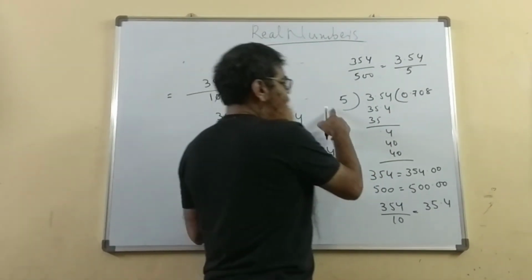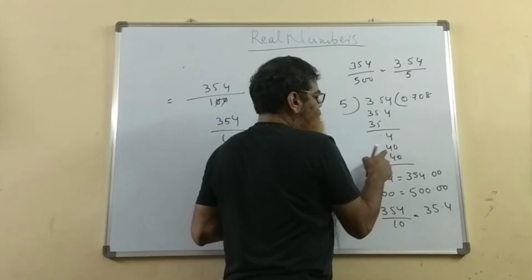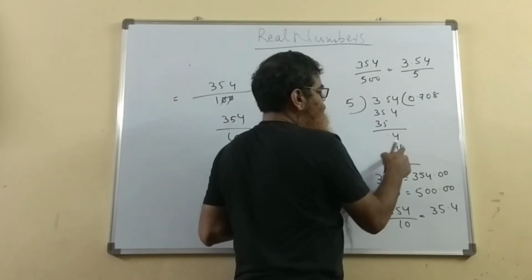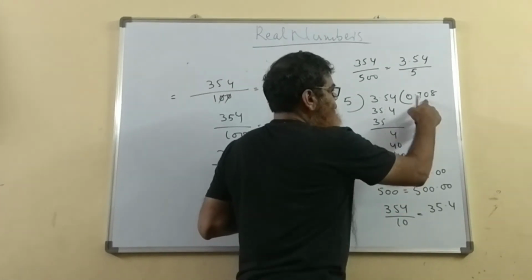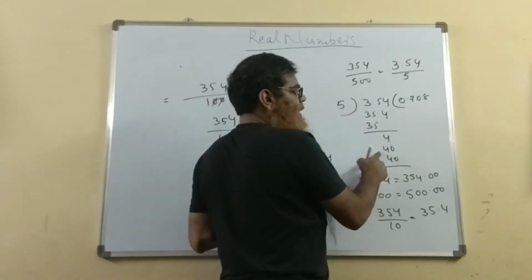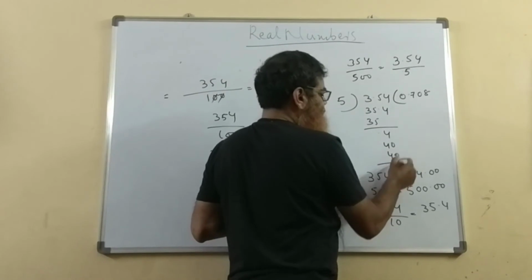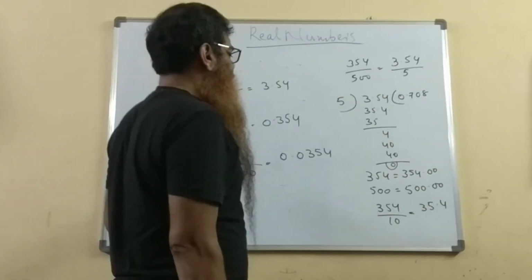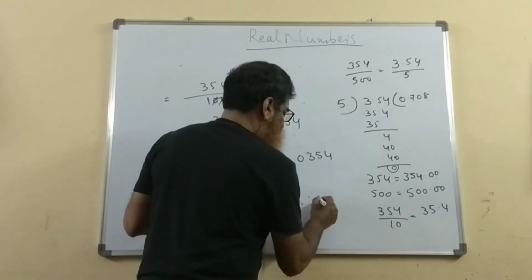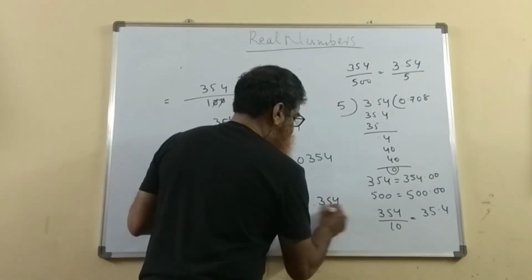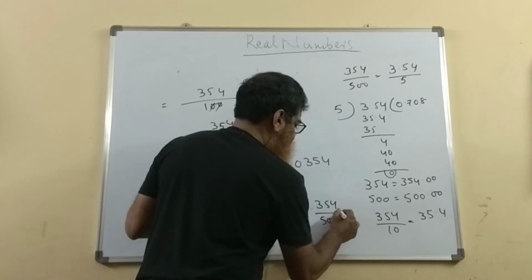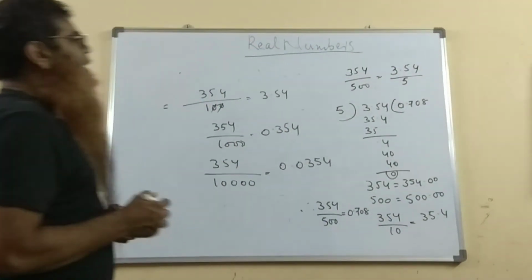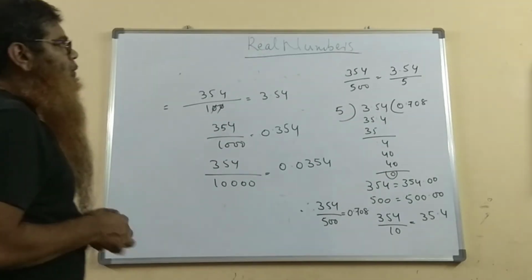0.4 is smaller than 5. We took a 0 here, it became 4. 4 is also smaller than 5. So we took another 0, putting a 0 here, it became 40. We know 5 8s are 40, no remainder. So the result is 0.708. Therefore, 354 divided by 500 is equal to 0.708.